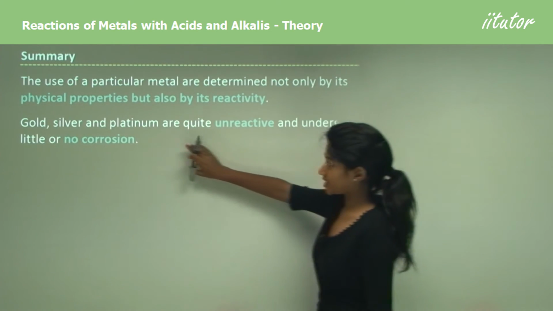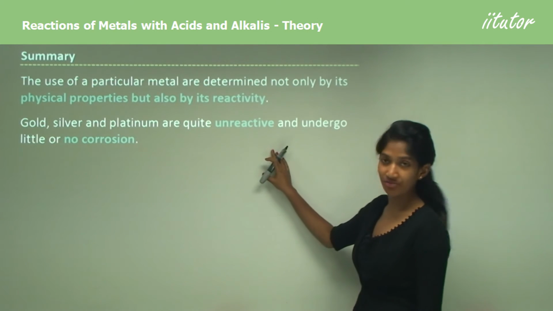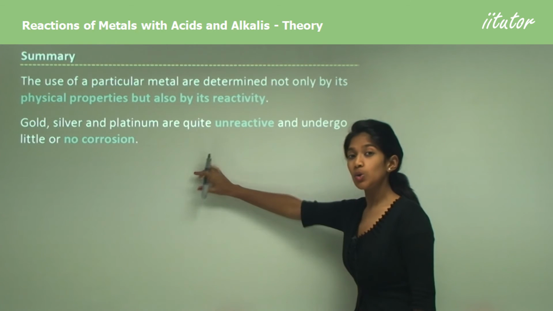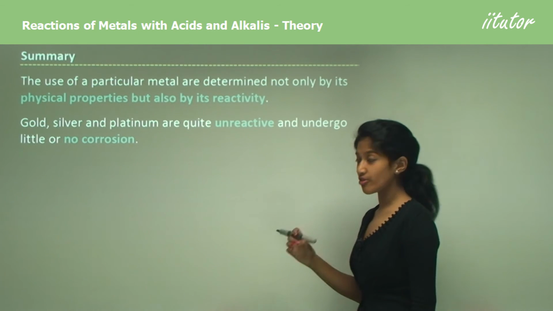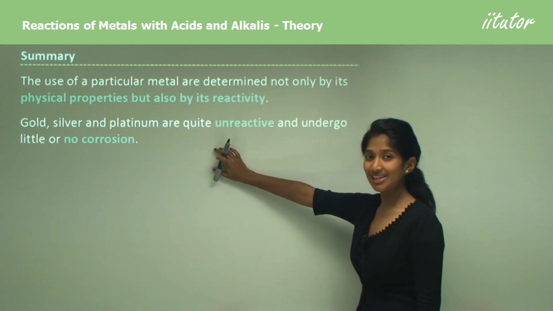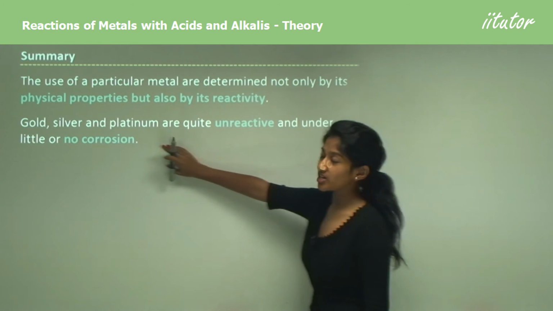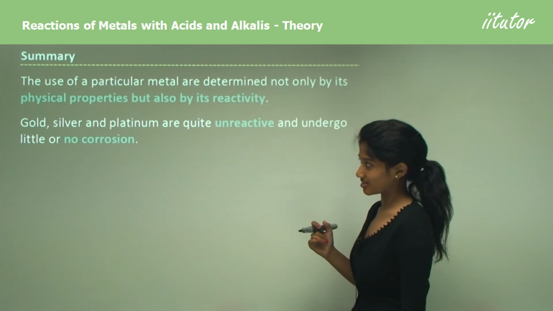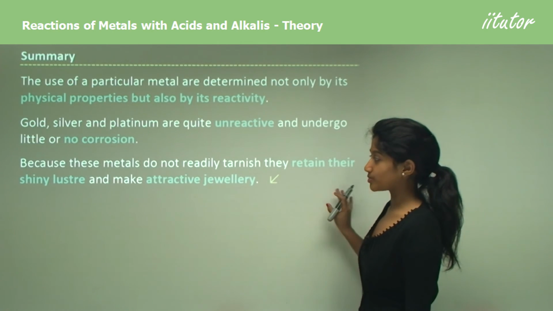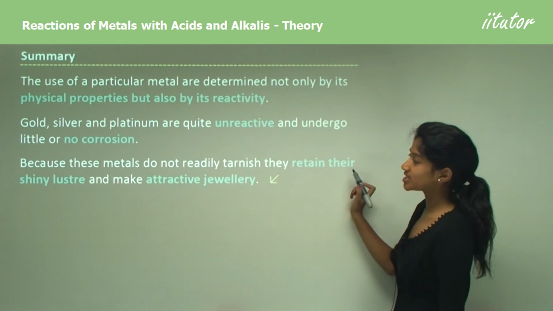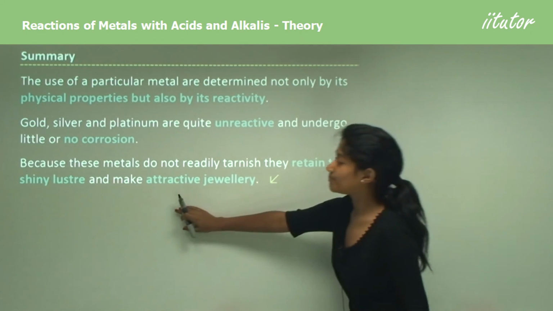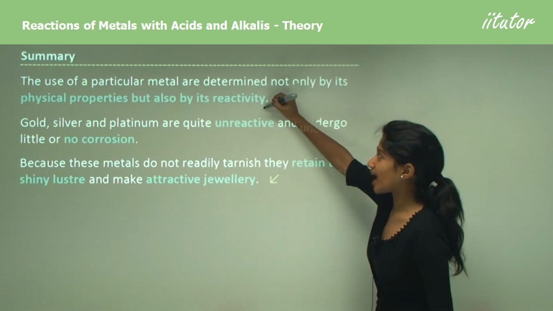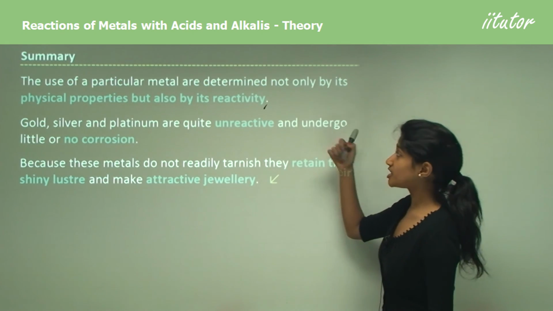So we have gold and silver and also platinum, quite unreactive, and they do not undergo any corrosion, which means that they're very corrosion resistant and very appealing at all times. So they never corrode and therefore always retain their lustre. Because these metals do not readily tarnish, they retain their shiny lustre and make them attractive metals. So this is just summarizing how the reactivity would benefit the use of the metal.